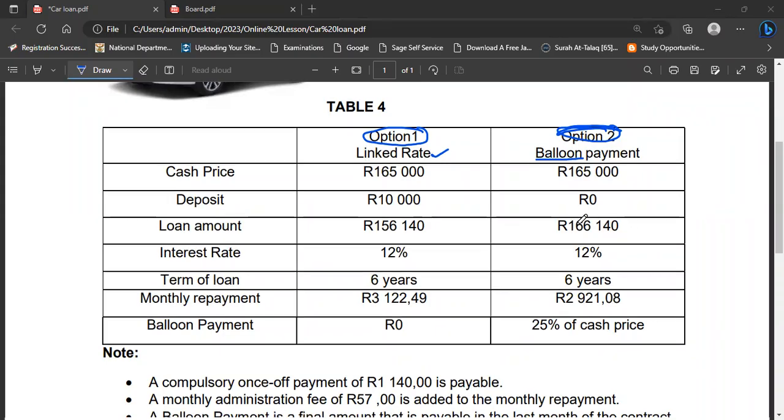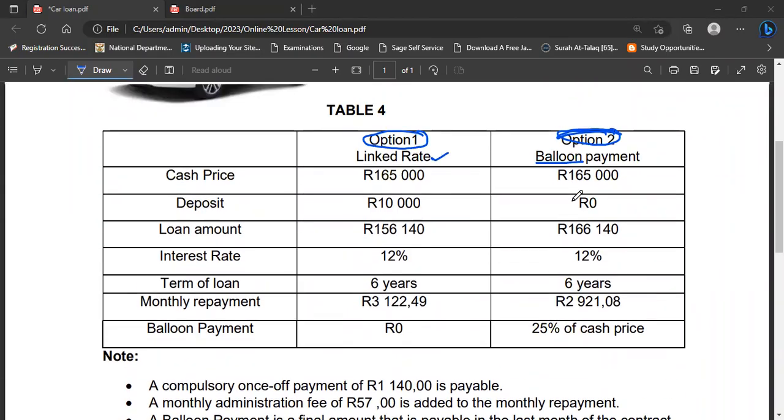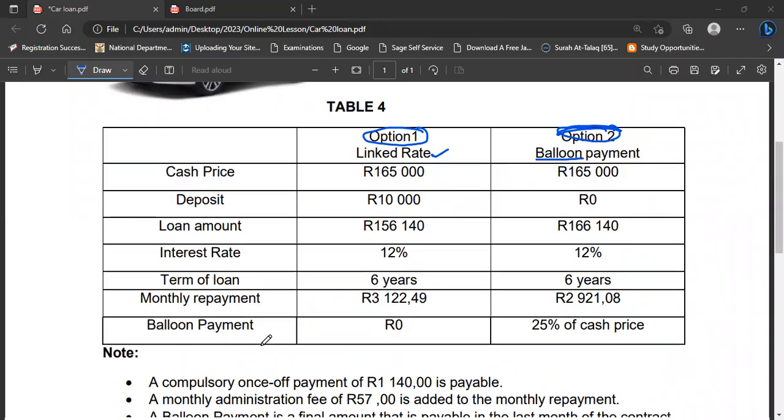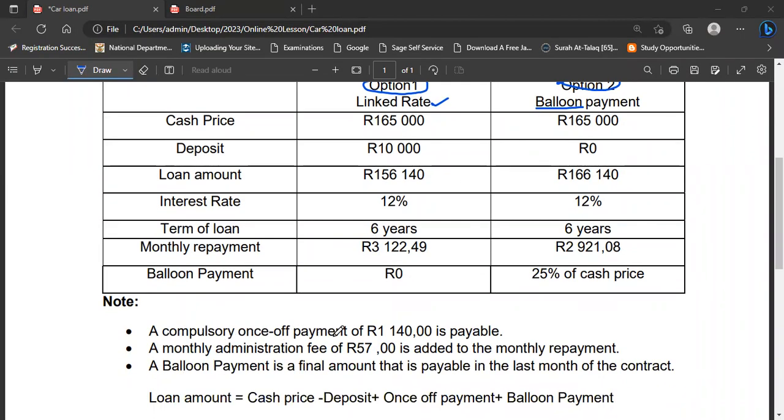So we shall look at the options. They all have a compulsory once-off payment, which is 1,140. Then a monthly admission fee of 57 rands every month. Then the balloon payment is a final amount that is payable in the last month of the contract. Take note of that. Remember, option 1 has no balloon. Option 2 has a balloon. Option 1 has a certain deposit. Option 2 has no deposit.